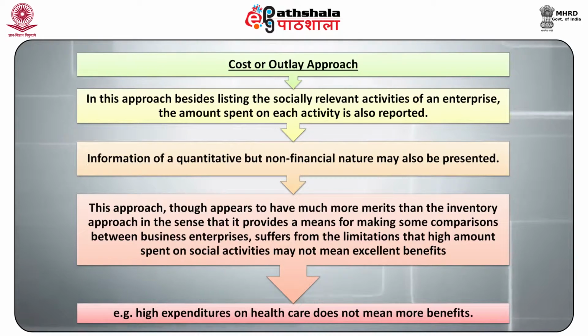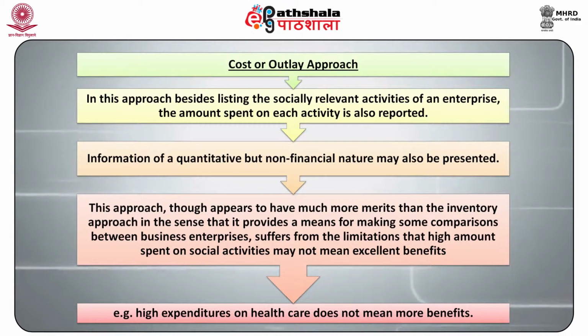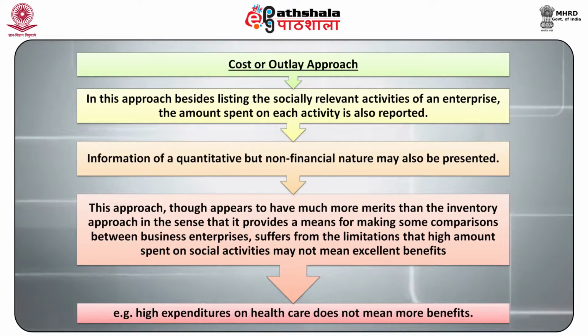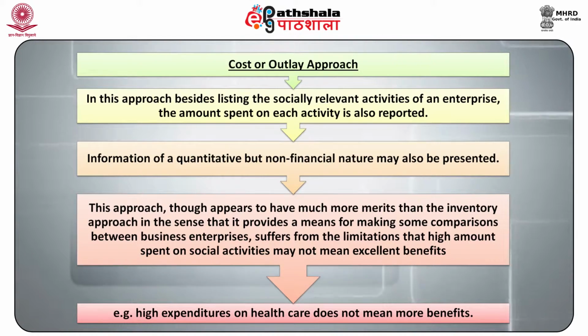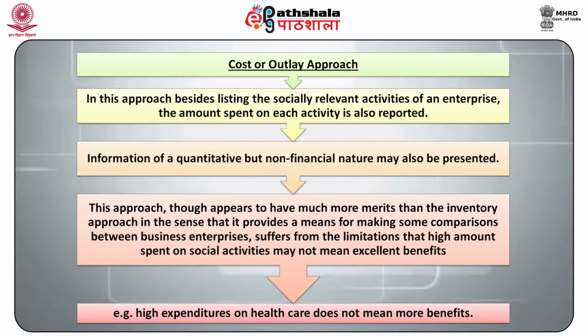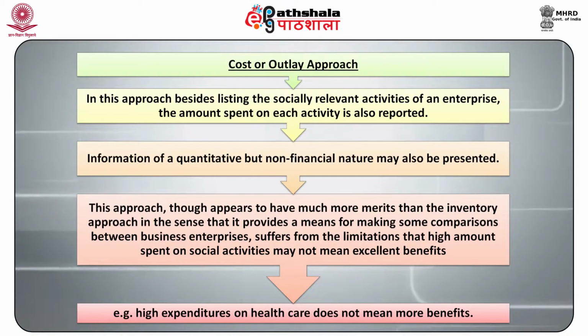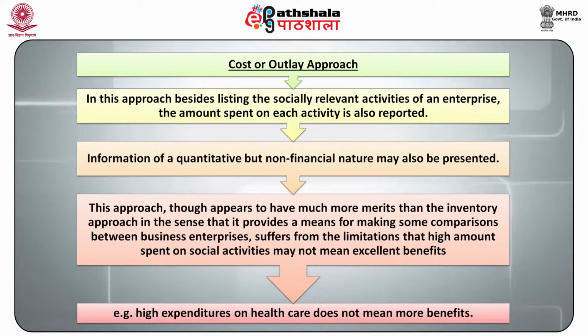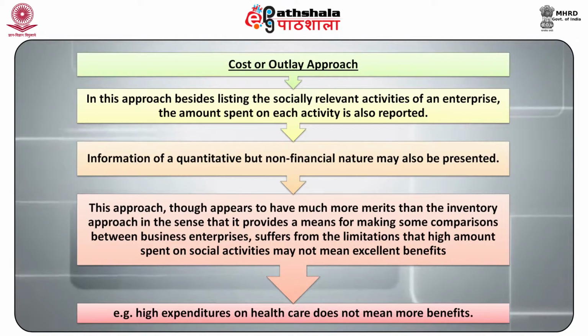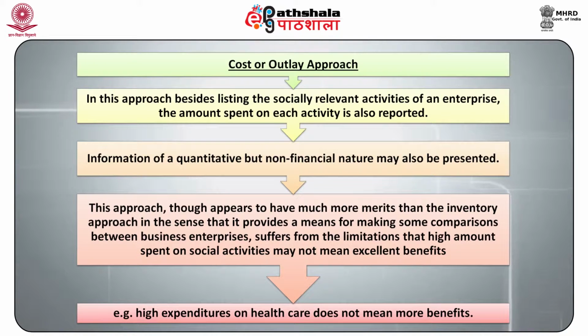Next, cost or outlay approach. In this approach, besides listing the socially relevant activities of an enterprise, the amount spent on each activity is also reported. Information of a quantitative but non-financial nature may also be presented. This approach, though it appears to have much more merit than the inventory approach in the sense that it provides a means for making some comparisons between business enterprises, suffers from the limitation that a high amount spent on social activities may not mean excellent benefits. Example, high expenditure on healthcare does not mean more benefits.